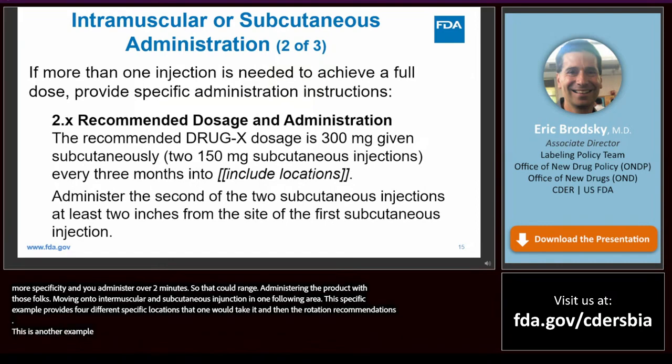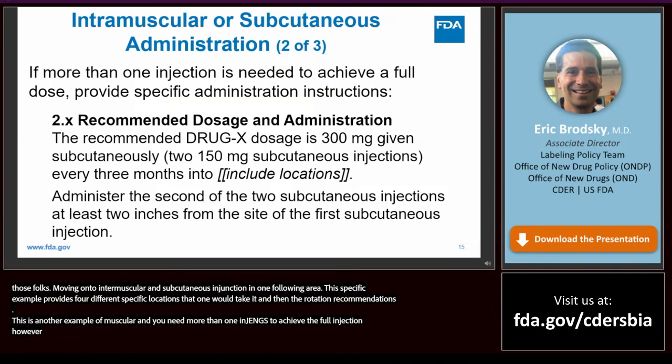In this situation, you need more than 1 injection to achieve the full dose. Here, the recommended dosage is 300 milligrams given subcutaneously every 3 months. However, the only strength is 150 milligrams. So you need to give 2 150 milligram subcutaneous injections. There's no 300 milligram strength. So you have to identify that in the DNA section of labeling.